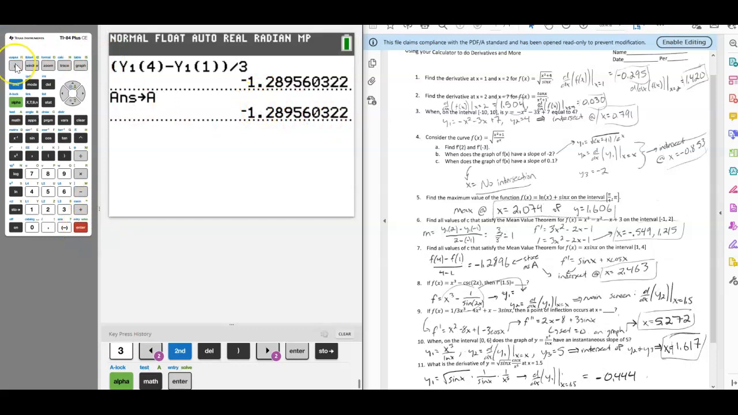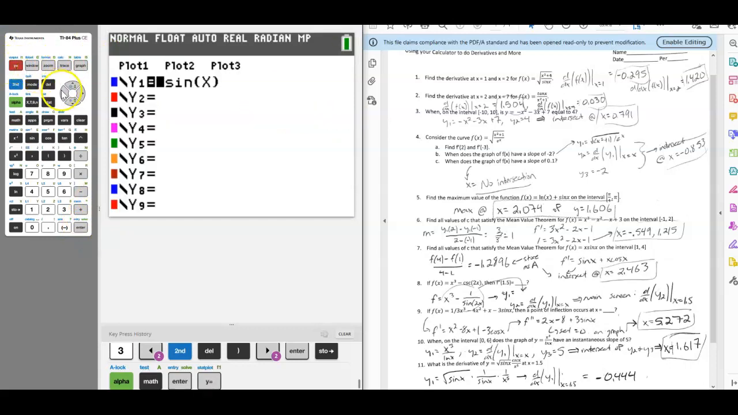So now what I can do is I can go back to my y equals screen, and I can type alpha A into my y equals screen. And as long as I don't change A, it's going to graph this number right here. Because remember, I want to set this right here equal to f prime. So in my y3, I'm going to hit f. I'm going to make f prime.